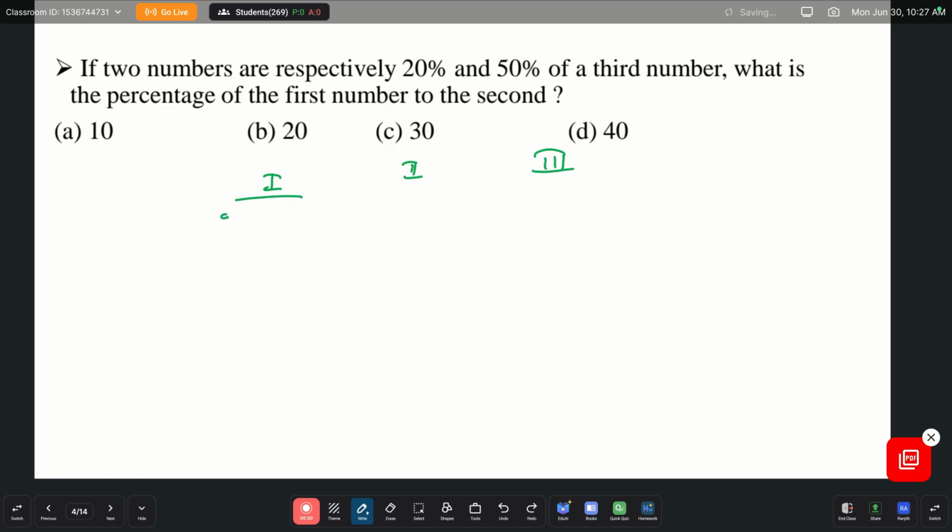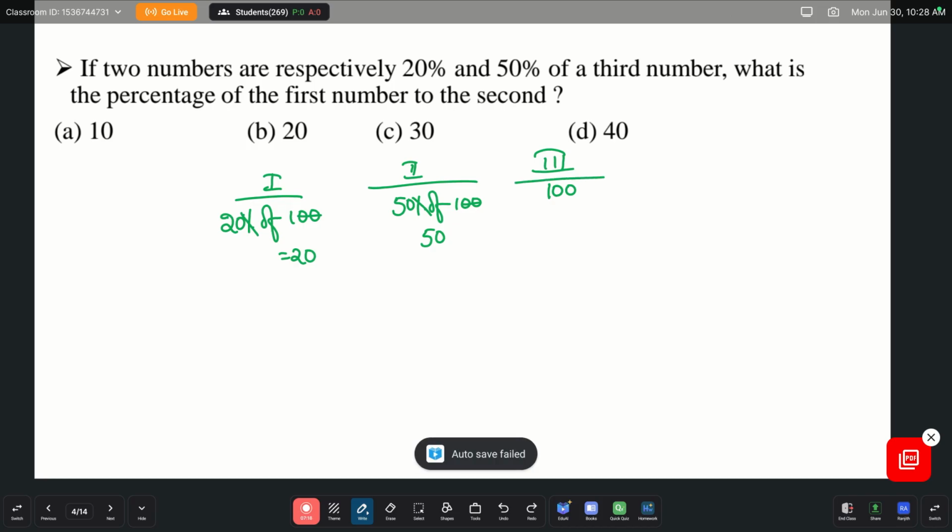So 20% of the third number, 20% of 100. So percentage itself, two zeros are cancelled, 20 ones are 20. Next, 50% of 100: double zero is cancelled, 50 ones are 50. The third number is 100. If nothing is mentioned about the third number, don't take x and y values. Percentage is always 100%. We need to take the third number as 100.